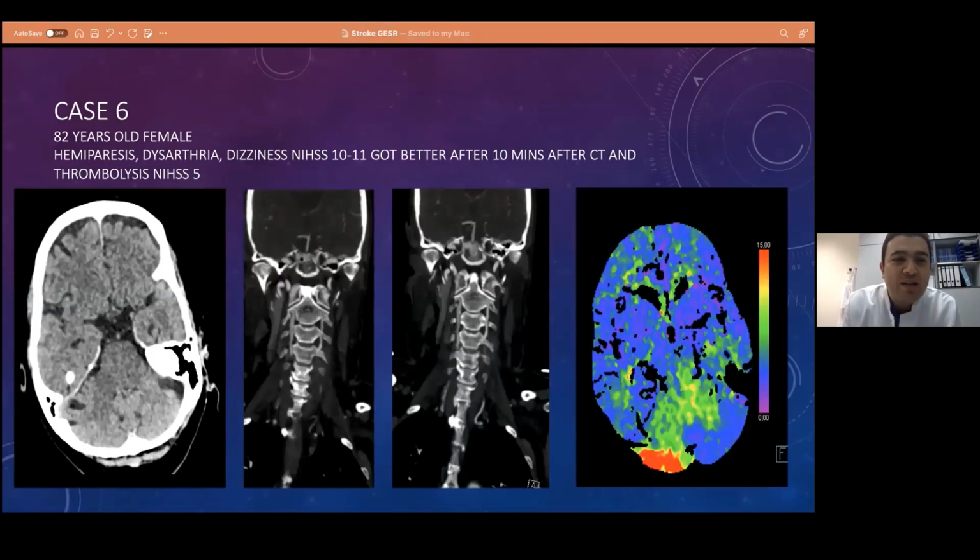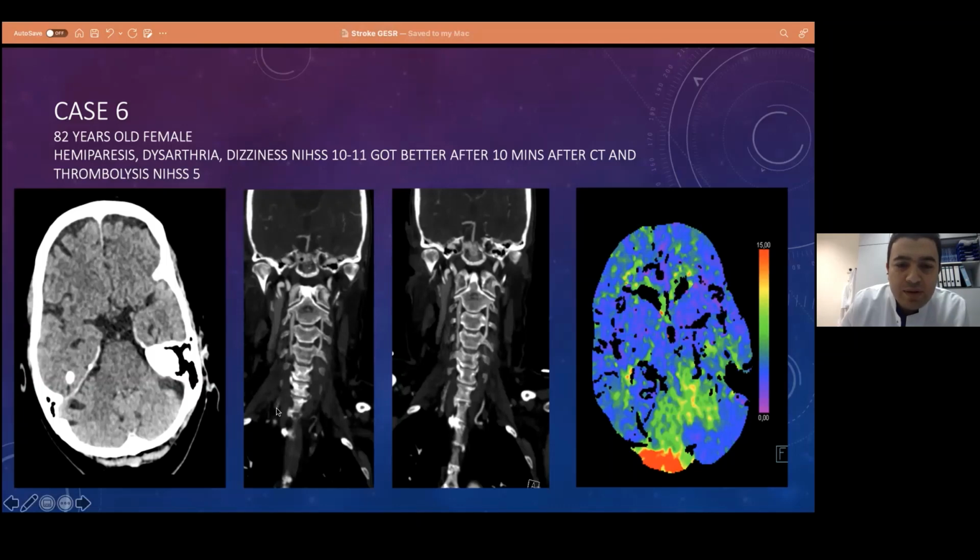Another case, number 6, was an 82-year-old female. She had a hemiparesis, dysarthria, dizziness, and an NIHSS score of 5. So in the native CT, I don't really see any infarct demarcation here in the brainstem or in the cerebellum.